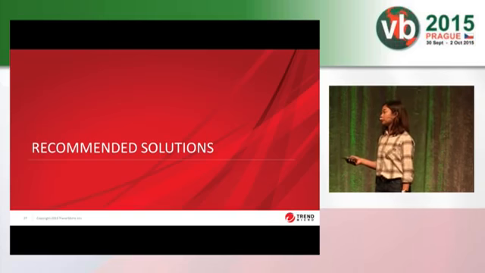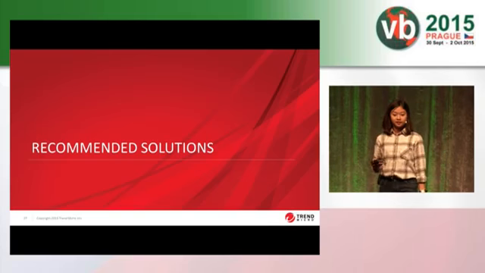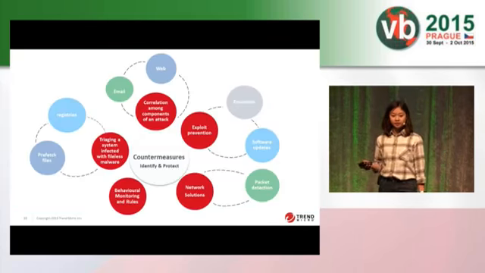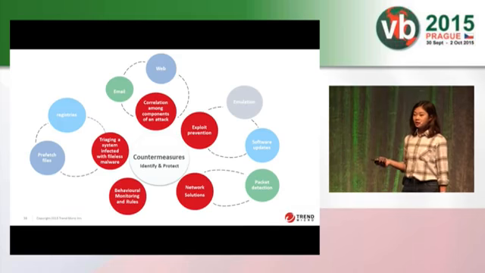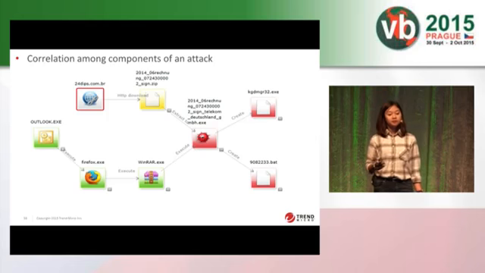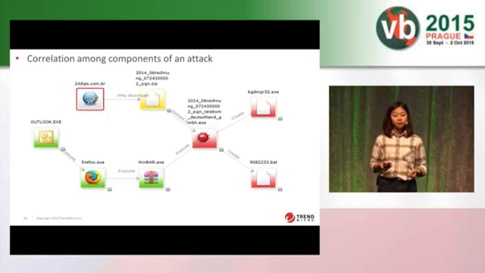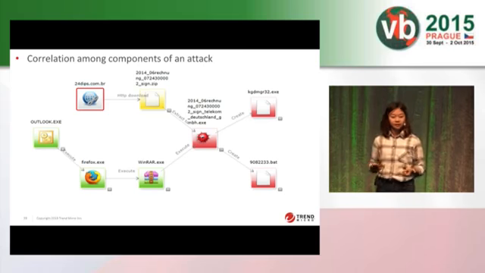So how do we counter fileless infections? We've mapped the major items, as you can see here, on how to identify and counter those fileless infections. First, correlation among components of an attack. We believe that if we know the components of an attack, it's possible to block them at the source, since prevention is still the best, right?